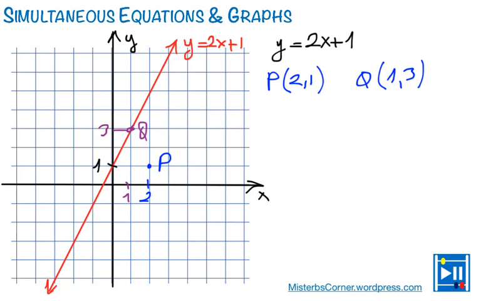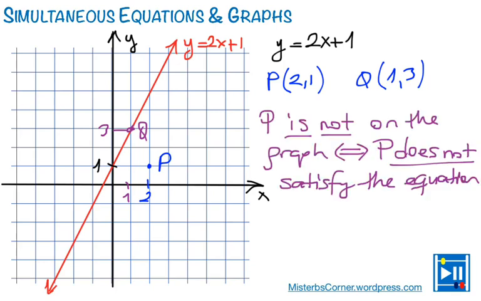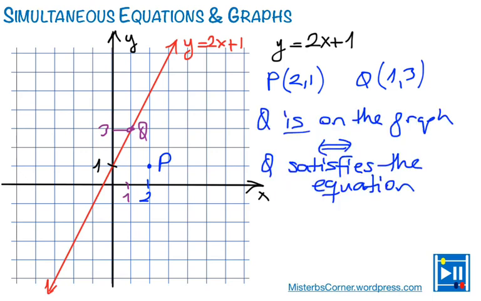So about these points and the graph, we can say P does not satisfy the equation. So these two statements are the same. P is not on the graph, meaning P does not satisfy the equation. And for Q, we can say Q satisfies the equation because Q is on the graph, right? So this verb "satisfy" means the following.